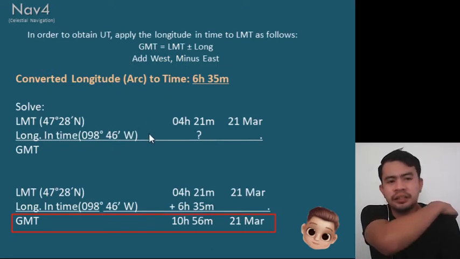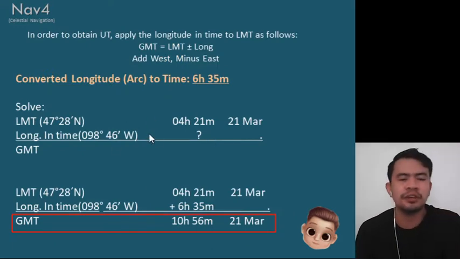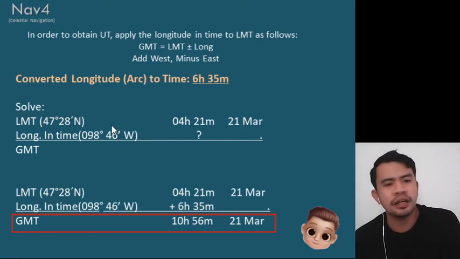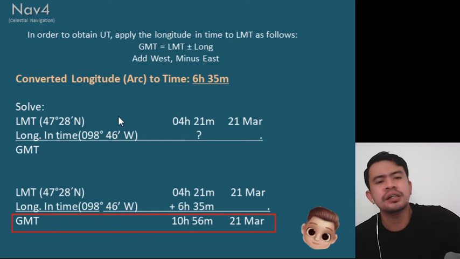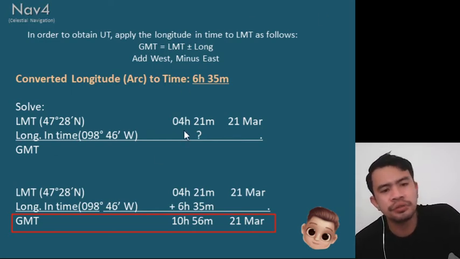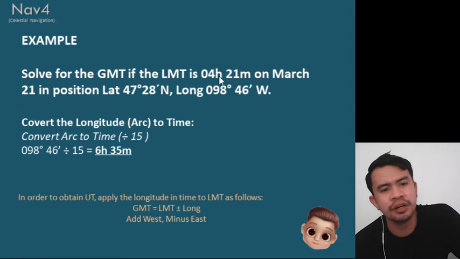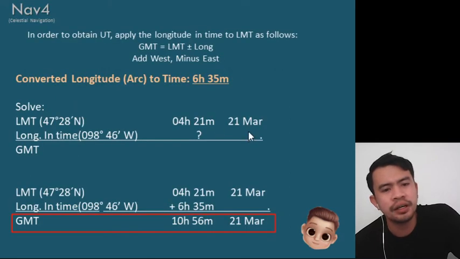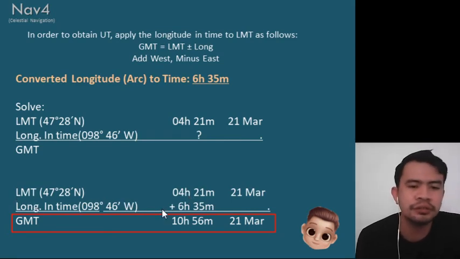So magiging ito yung format natin. Converted arc to time natin is 6 hours and 35 minutes as I said. So idadagdag lang natin siya sa ating LMT, which is 4 hours 21 minutes kasi ito yung sa given. And then, ang date is 21 March. So, longitude in time natin, ang 098 degrees 46 minutes west, we will convert it into time. Ito na nga yun, 6 hours 35, ilalagay ko siya dito. So, LMT, 4 hours 21 minutes. Then, longitude in time natin, which is 6 hours 35.